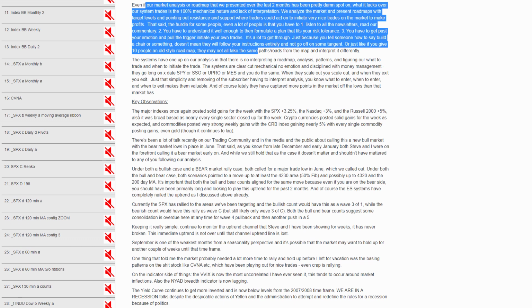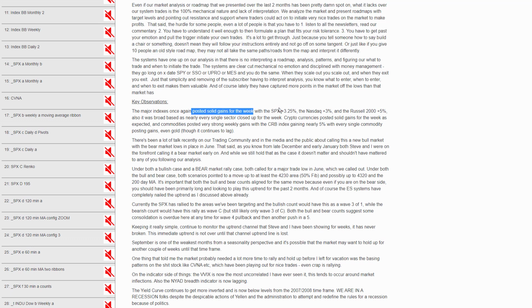As far as the market, key observations, once again, another solid week. S&P up 3.25%, NASDAQ up 3%, Russell up 5%. Almost every sector closed positive for the week. It was a very broad-based rally once again. Cryptocurrencies also posted solid gains, and in commodities, the CRB was up 5%. Every single commodity we follow was up. Even gold was up, but it is lagging.